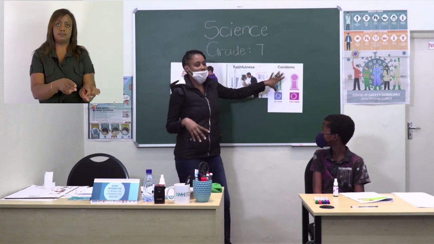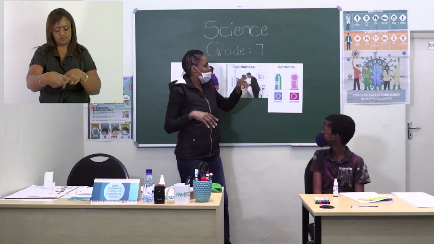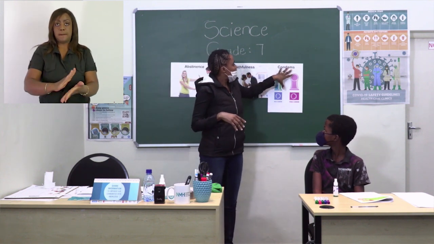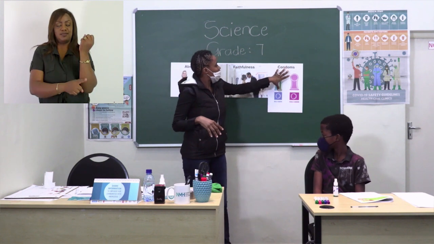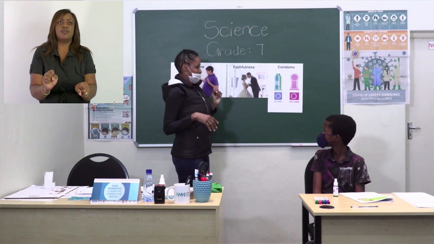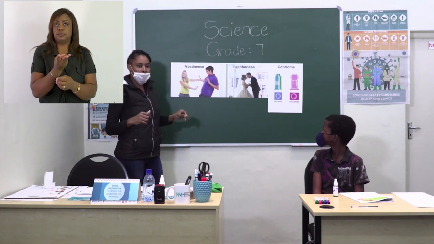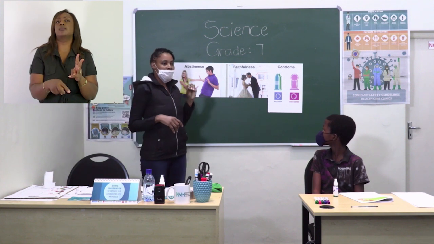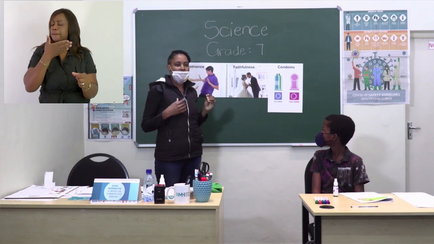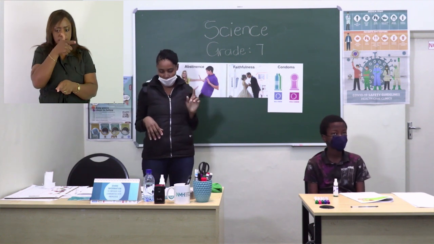So the condom traps sperm so that it does not go to the next person. The sperm does not enter the woman, so she will not be able to contract any infections, and she will not be able to fall pregnant. Among these three methods of maintaining sexual health, abstinence is the best and the most effective method. And you should actually abstain.